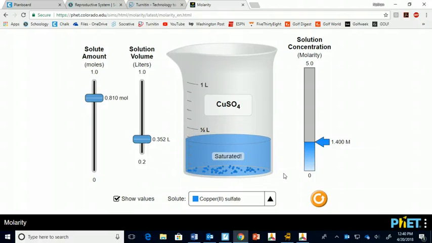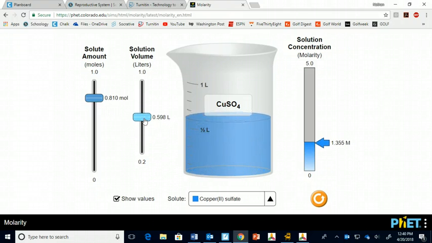It's saying, hey, this solution is saturated. Remind me, what does that mean? Can't hold any more. It's totally full of solute. So even if I keep adding more, I'll take it back up so it's not saturated anymore. But if I keep adding solute, it won't go in. Right. There's no more space.